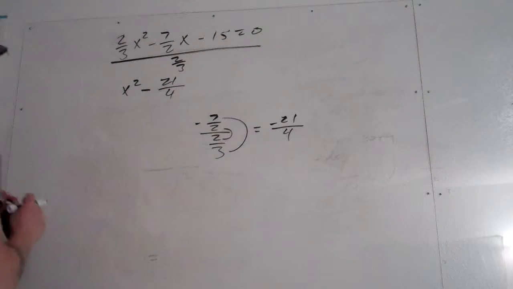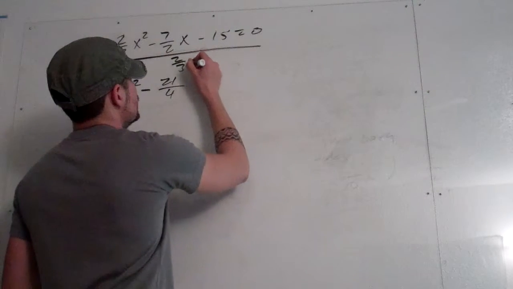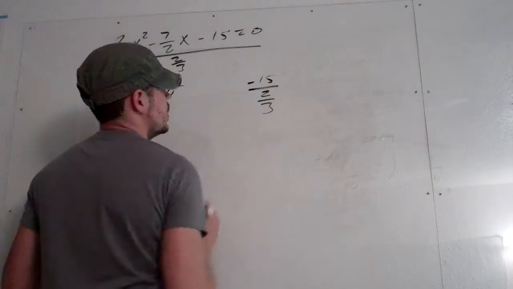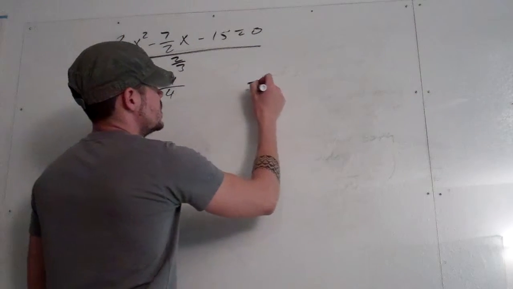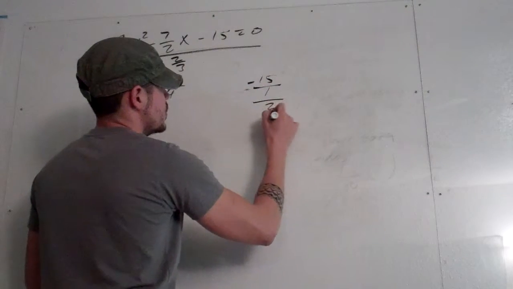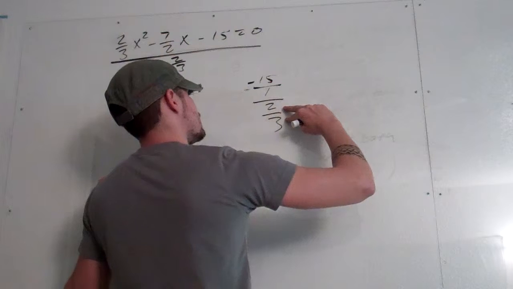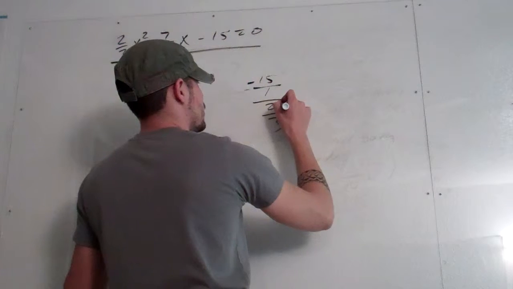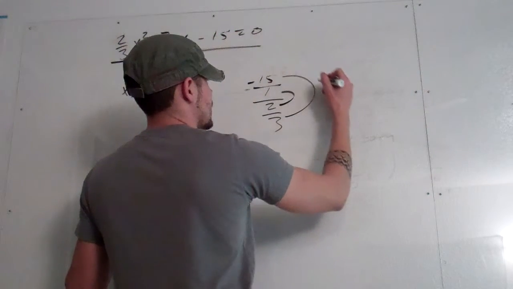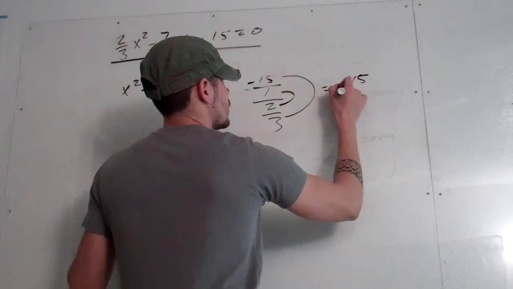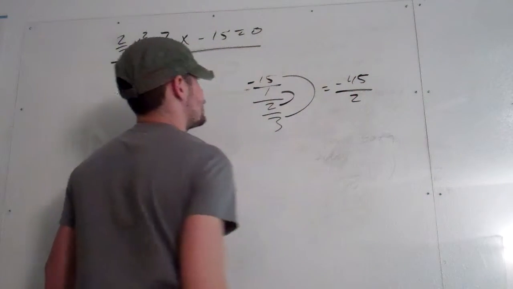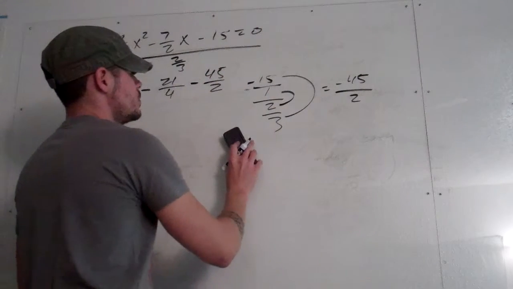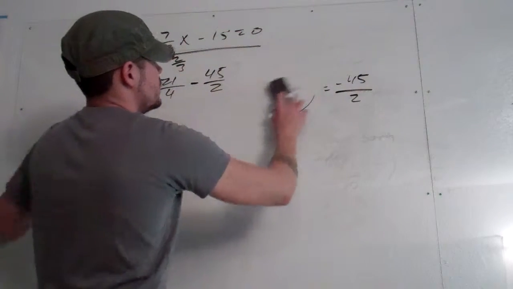And then I've got negative 15 divided by 2/3, excuse me. I'm going to rewrite this a little different. Negative 15 over 1 divided by 2/3, just so you can see what I'm doing. That is the same thing as multiplying like so. 3 times negative 15 is equal to negative 45. And 2 times 1 is equal to 2. Okay, so negative 45 over 2. And then, of course, 0 divided by 2/3 is just going to equal 0.